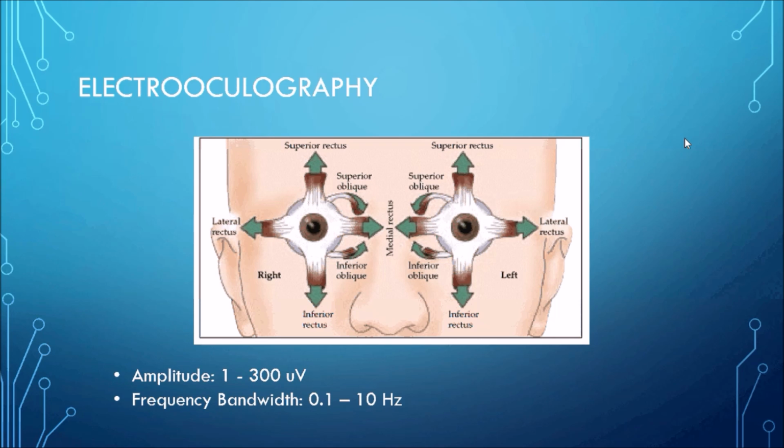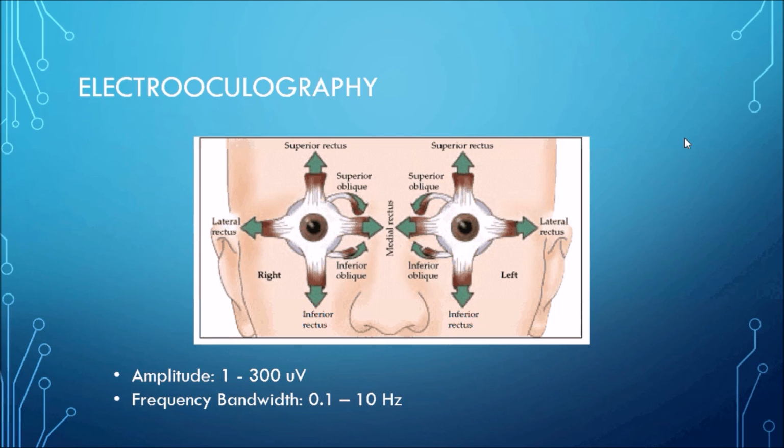Electrooculography, or EOG for short, is a measurement of the eye motion. It's measured from 5 electrodes, a pair above and below the eyes, a pair to the left and the right of the eyes, and a ground electrode, to measure the activity of the 6 muscles shown here which control the eyes. The amplitude of the collected signal is usually between 1 and 300 microvolts, and the frequency bandwidth is 0.1 to 10 Hz.